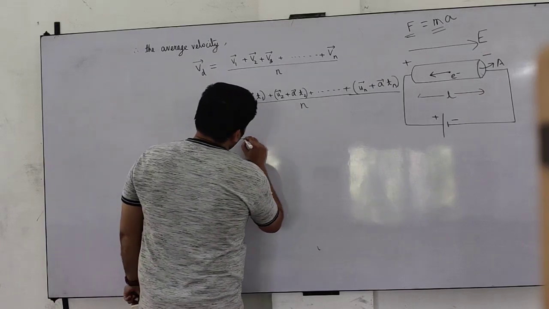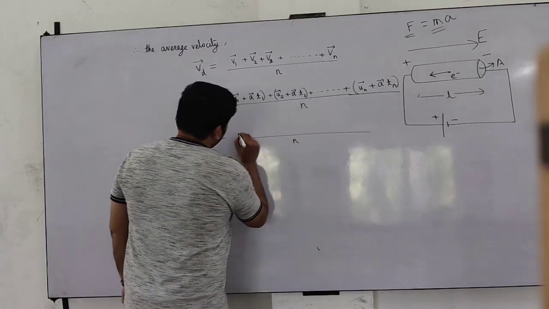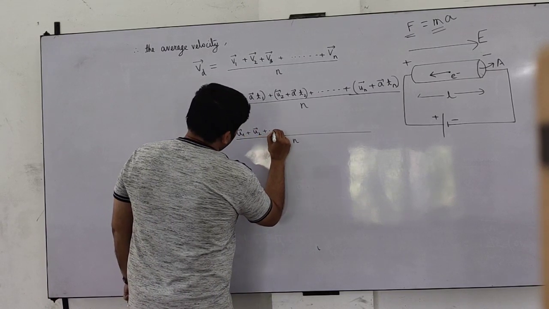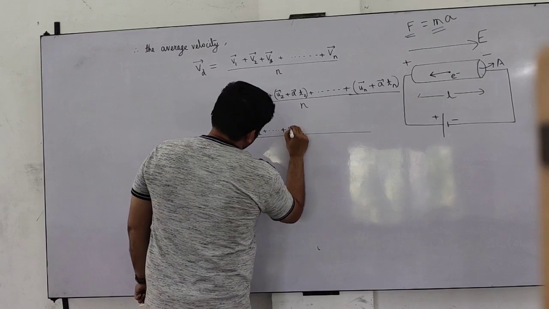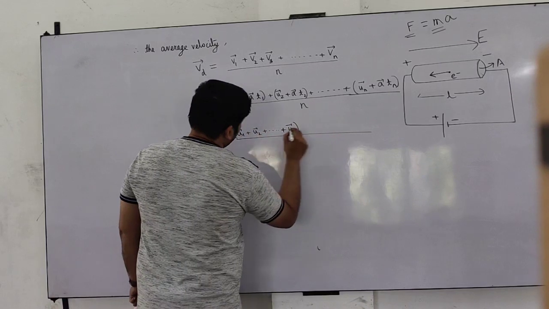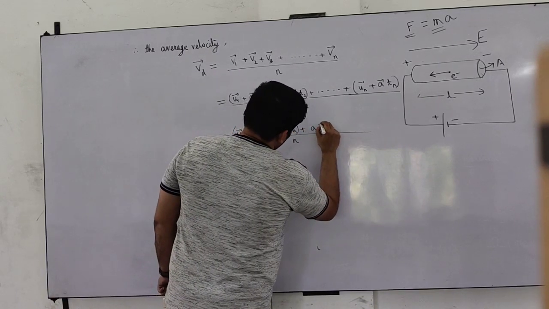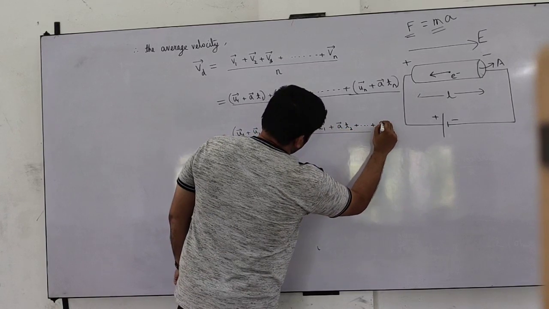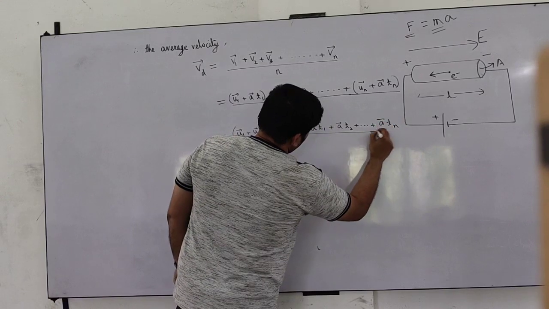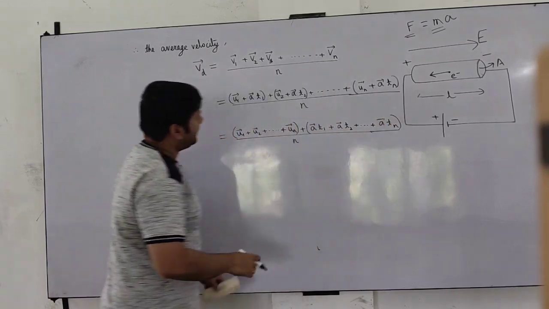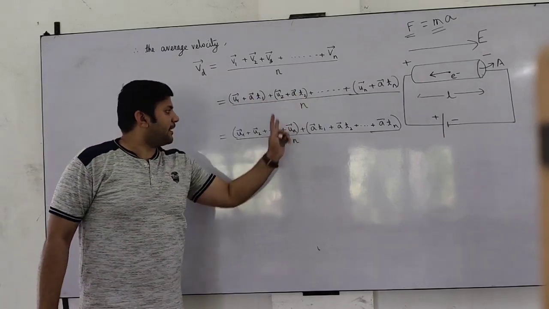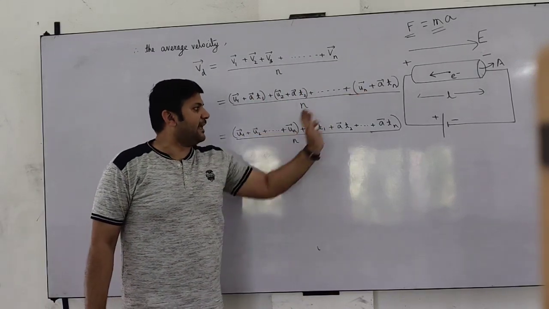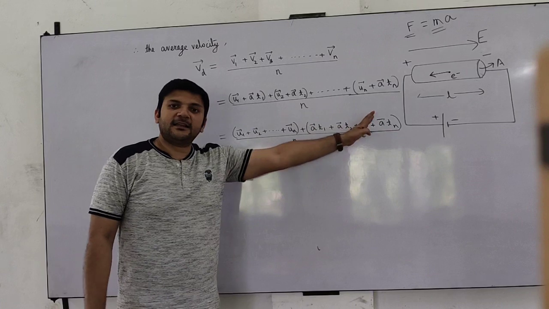That is equal to u1 plus u2 plus dot plus un, plus a vector t1 plus a vector t2 plus a vector tn. We can write it like this, isn't it? u1 plus u2 up to un in one bracket, plus a t1 plus a t2 plus a tn written in the next bracket.